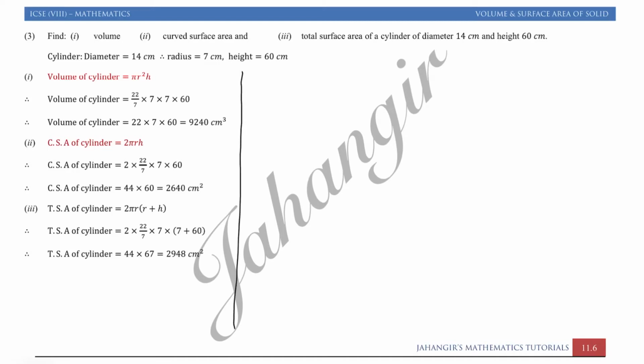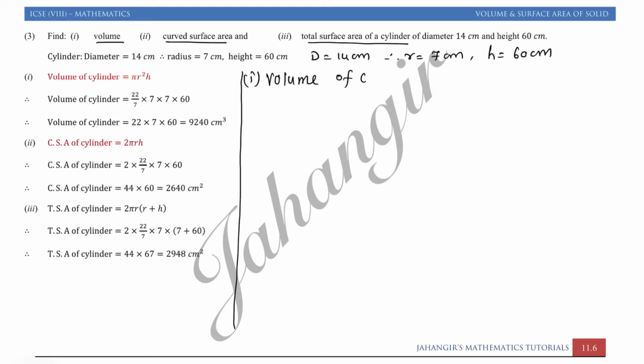Question number 3, find volume, curved surface area and total surface area of the cylinder whose diameter is 14 centimeter. So therefore radius is equal to 7 centimeter. We can write radius is half of diameter. Height is 60 centimeter. The first part we will find volume.